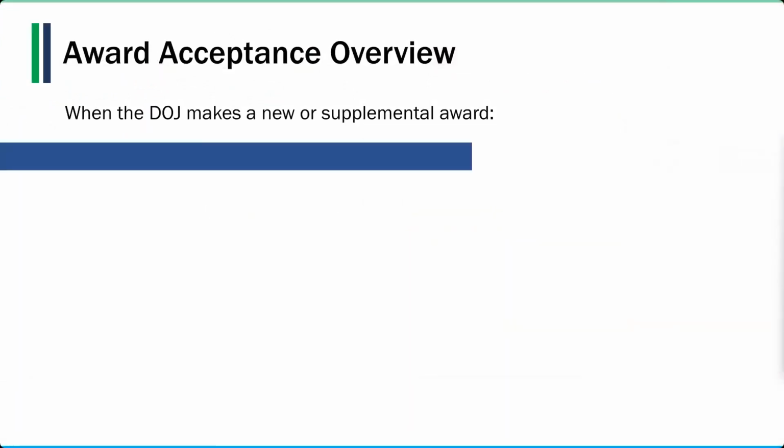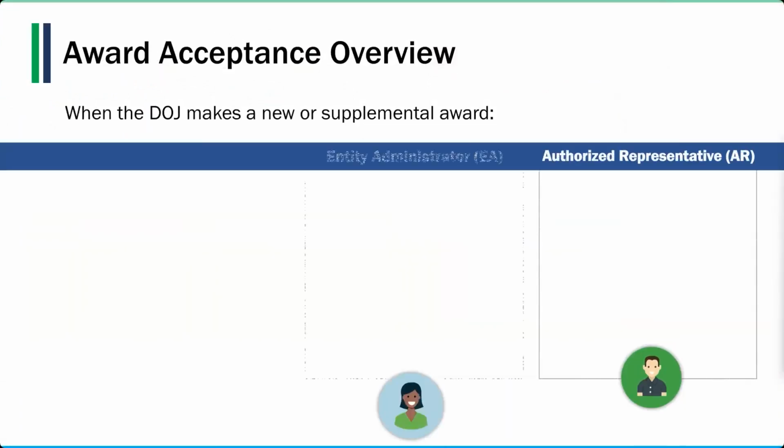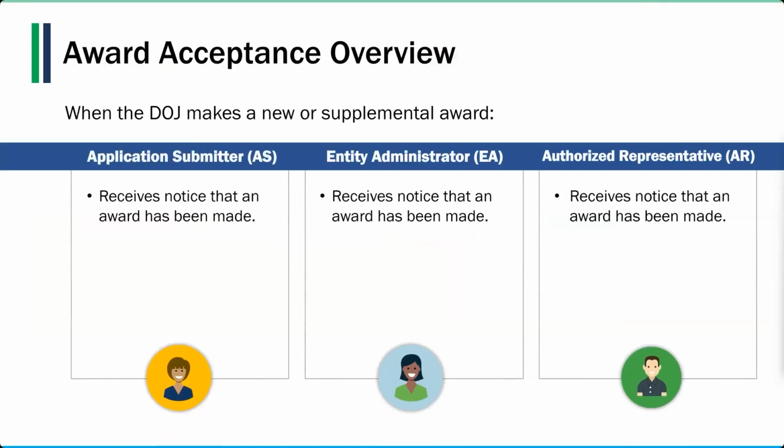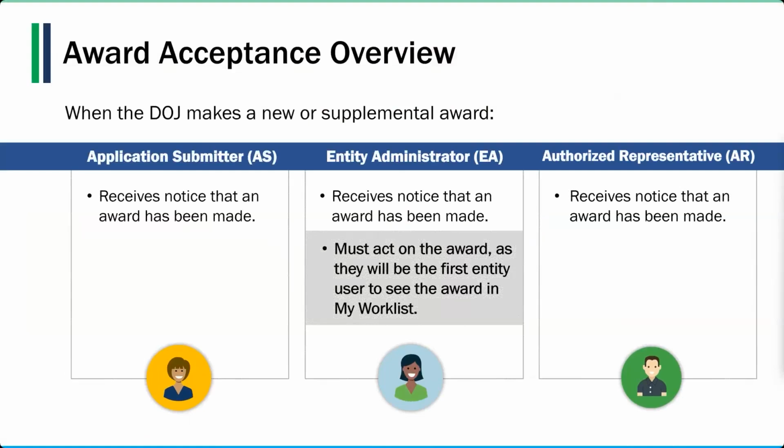Alrighty, so when DOJ makes a new or supplemental award, the authorized representative, entity administrator, and the application submitter will receive an email that an award has been made. In addition to receiving the notification email, the entity administrator will also be the first entity user to see the award in the My Work list so they can take action. And they'll need to verify that the correct authorized representative is assigned to the award so they can accept or decline it. Now, there are two roles involved in award acceptance.